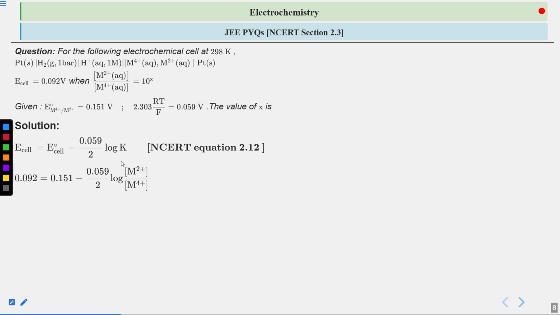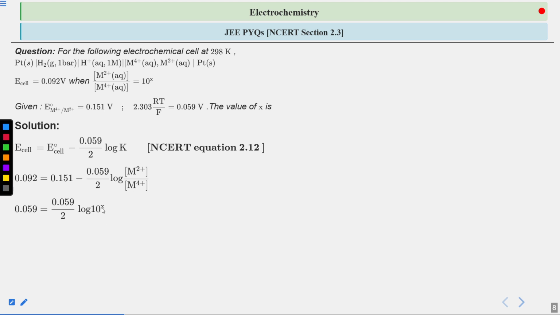In this, if you see, only this ratio inside the log is the variable, whose value is already given as 10 to the power x. So we put that value here in the log term. So 0.059, when you subtract by interchanging the terms and also making them positive, they will become 0.059 is equal to 0.059 by 2 log of this ratio, which will be 10 to the power x.